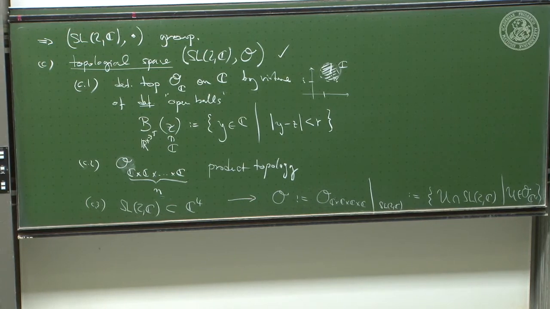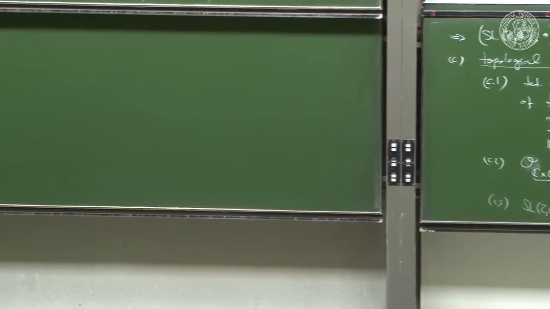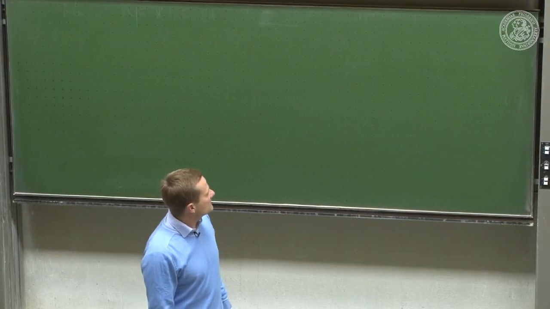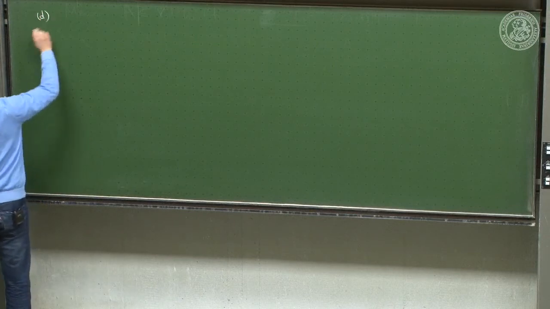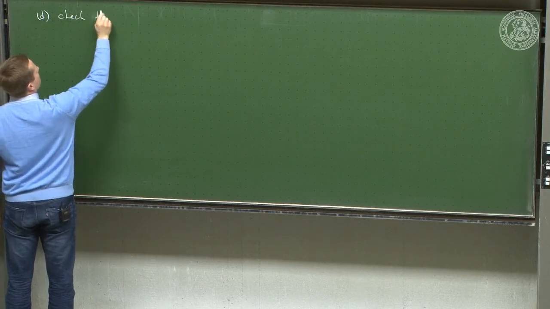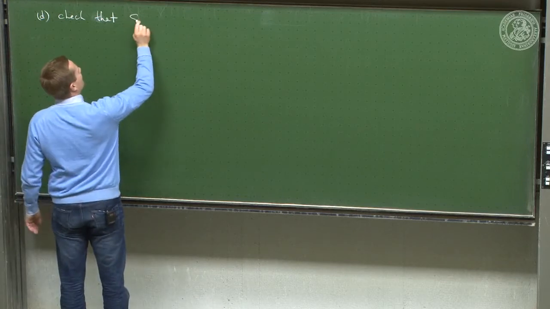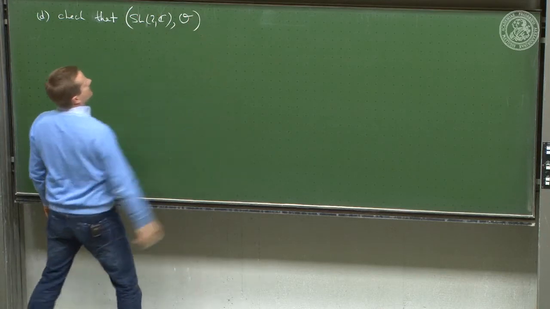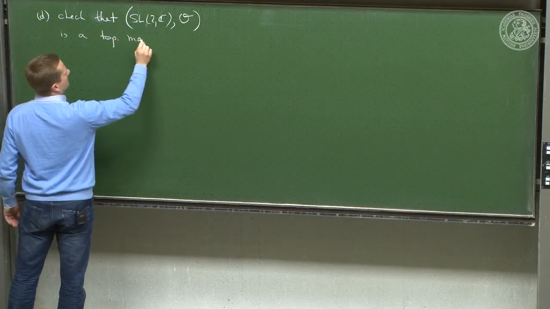So you see, not a single technique we introduced was in vain, right? We need all of this. So now we continue. It's a topological space, but is it one of these particular topological spaces that we call topological manifolds? So check that SL2C with this topology we just constructed is a topological manifold.